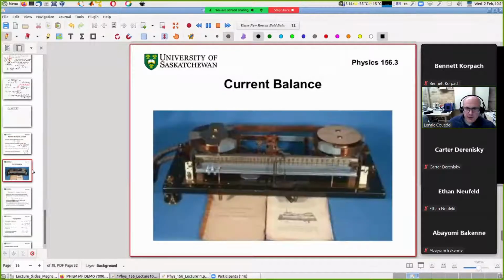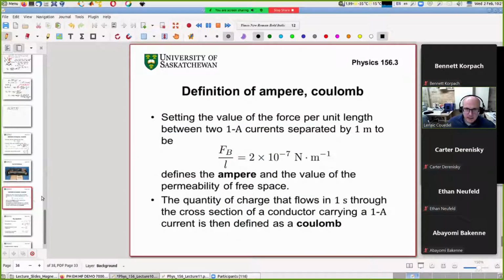So that's what was used historically to define the ampere with what we call a current balance. So here we have a picture of one of the first current balances. And so setting the force per unit length between two 1 amp currents, separated by 1 meter, allows you to define the value of the ampere and the value of the permeability of free space. And since the quantity of charge that flows in 1 second through the cross section of the conductor carrying 1 ampere is exactly 1 coulomb, you also have a definition for the coulomb.